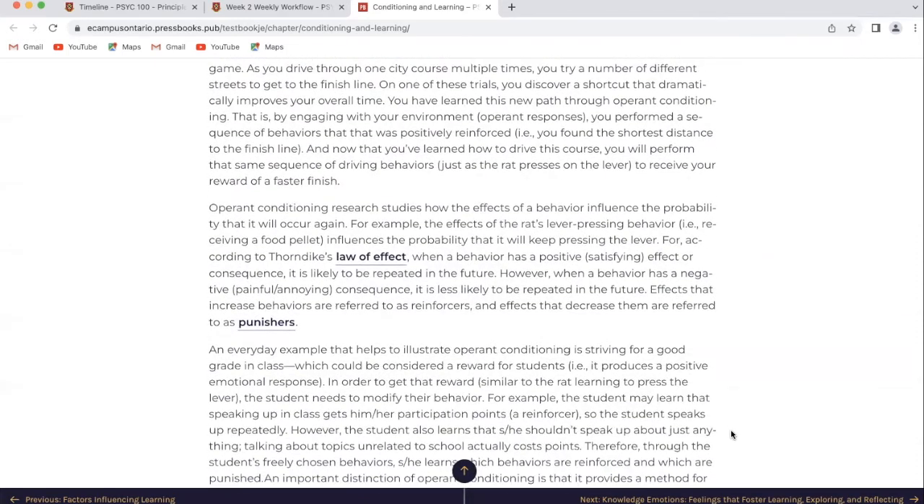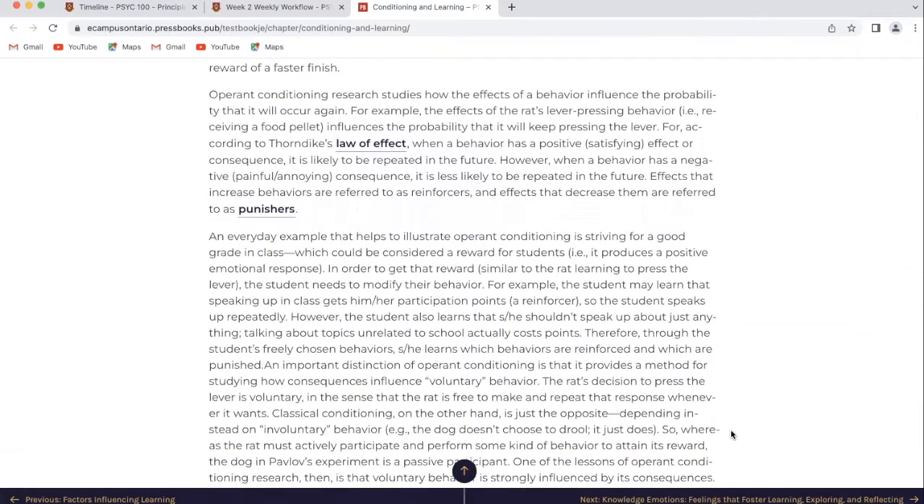Operant conditioning research studies how the effects of behavior influence the probability that it will occur again. For example, the effects of the rat's lever pressing behavior, i.e., receiving a food pellet, influence the probability that it will keep pressing the lever. For according to Thorndike's law of effect, when a behavior has a positive, satisfying effect or consequence, it is likely to be repeated in the future.